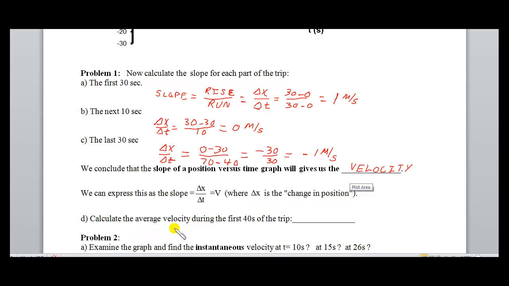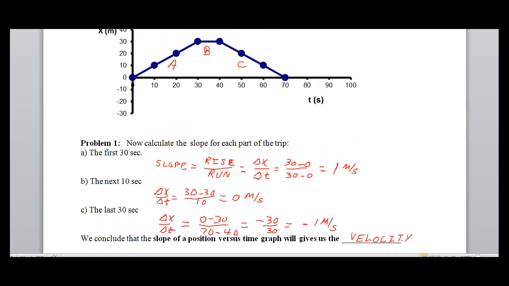Now, calculate the average velocity during the first 40 seconds of this trip. In other words, what would be the average velocity during this first 40 seconds? So use my equation, delta x over delta t, and let's see what kind of an answer we come up with. Push that pause button and do some calculation.